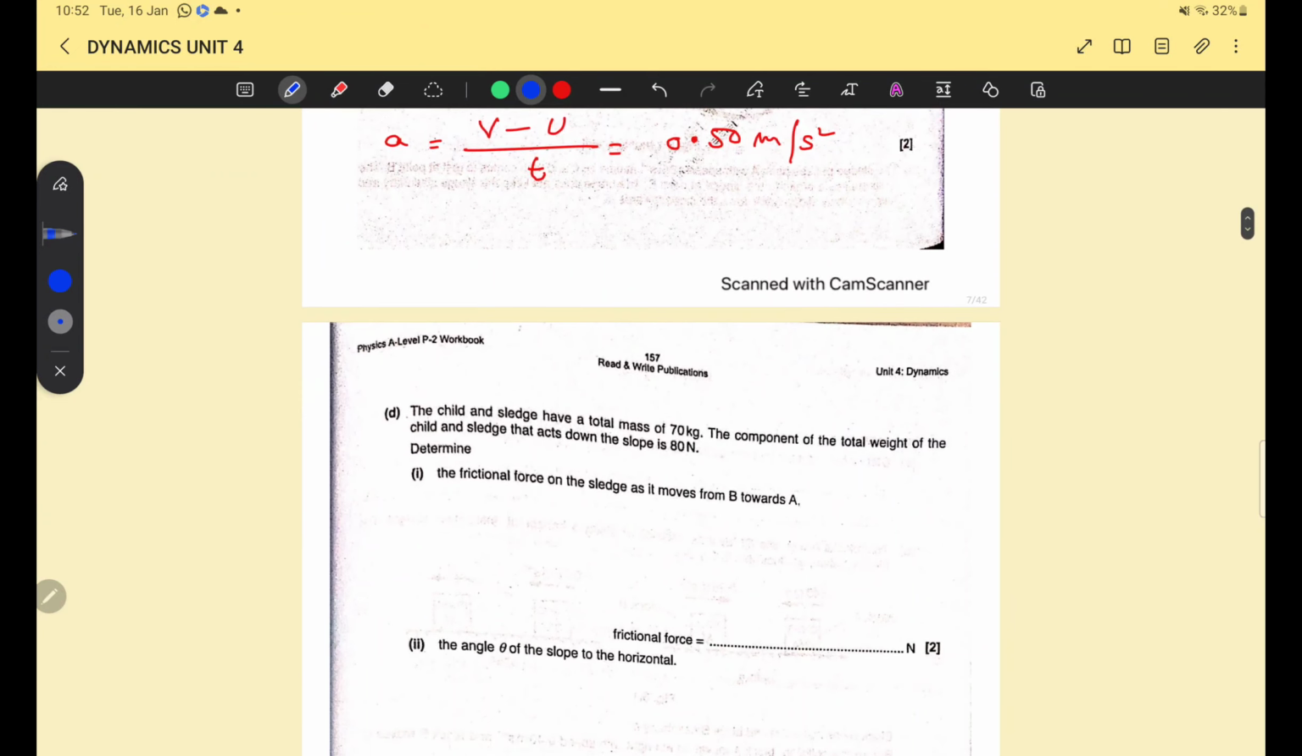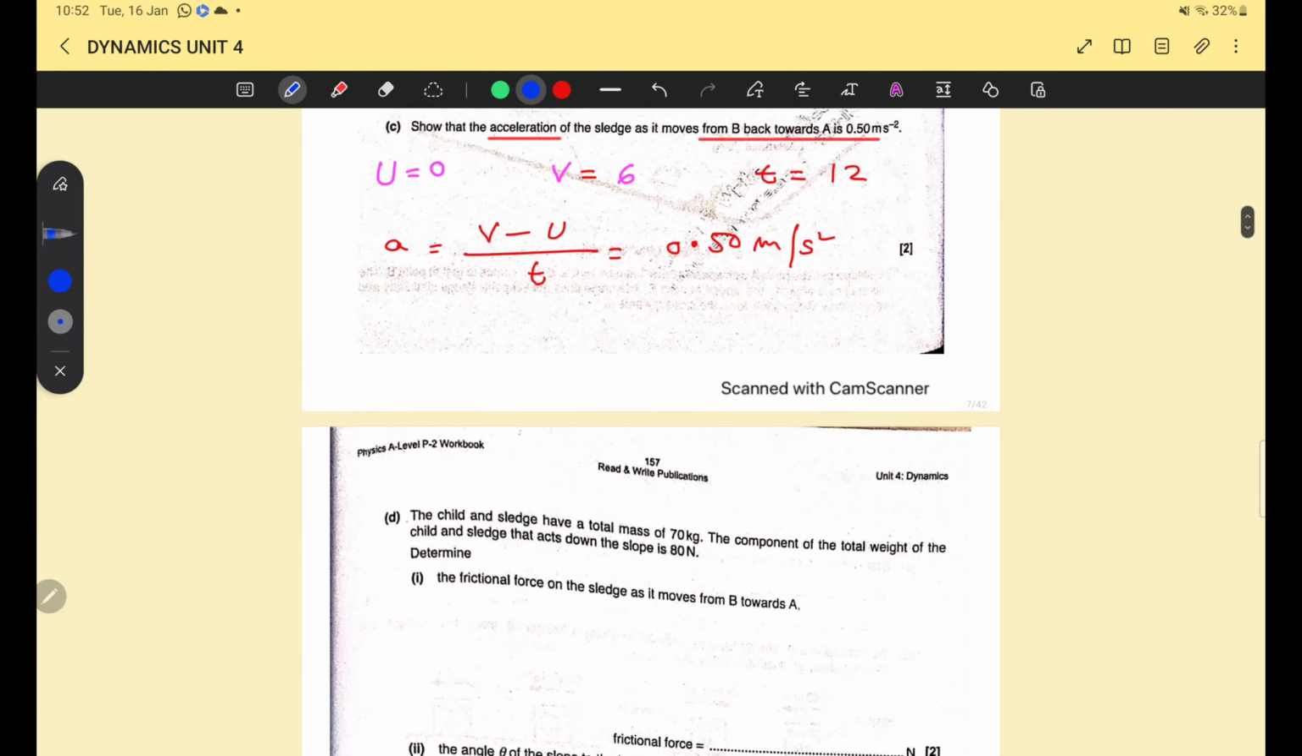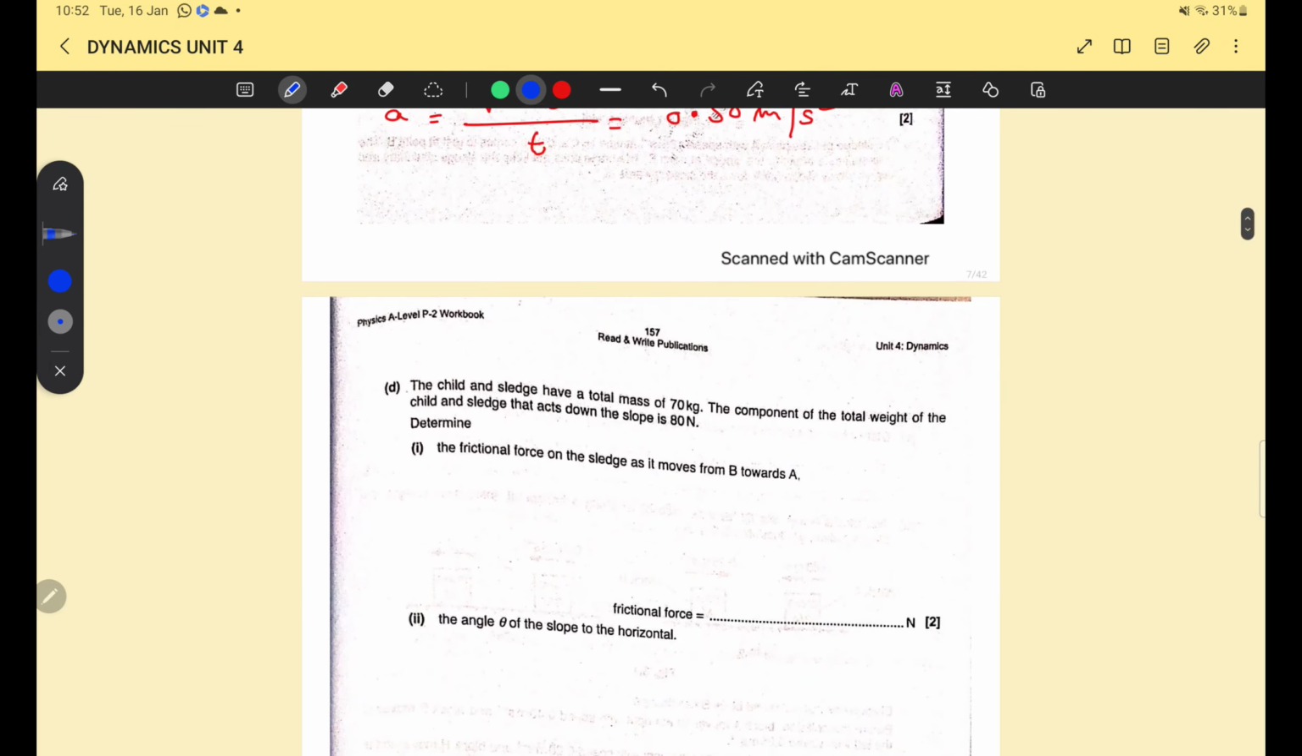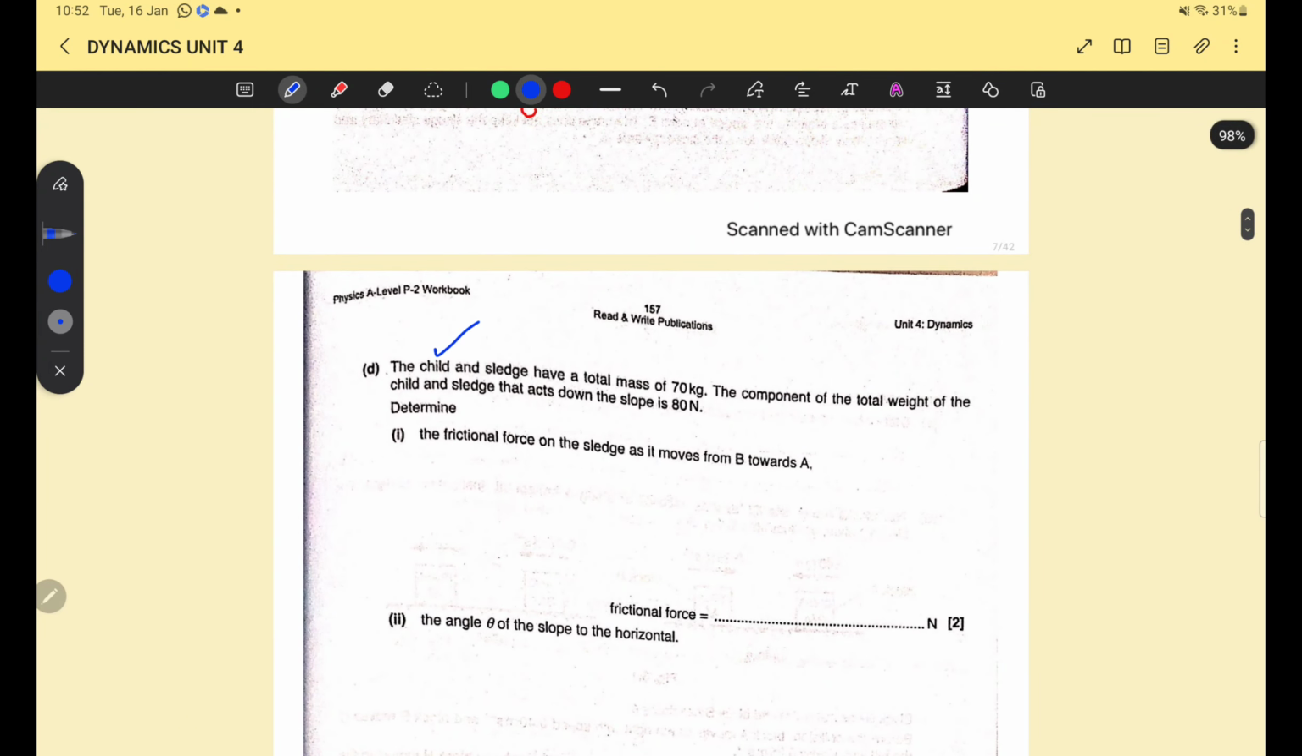Now the last part of the question. If you have calculated acceleration, acceleration is 0.50 meter per second square. And now they are asking: the child and sledge have a total mass of 70 kg. Okay, it has total 70 kg.